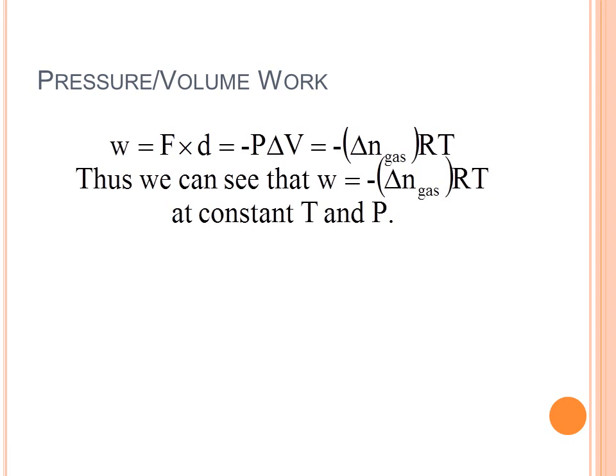So our work is equal to force times distance, which is equal to a negative P delta V, so that we get our signage right, which is equal to negative delta n RT. In the previous case, it would be more convenient to look at the change in the moles of gas, potentially if I've got a written reaction.